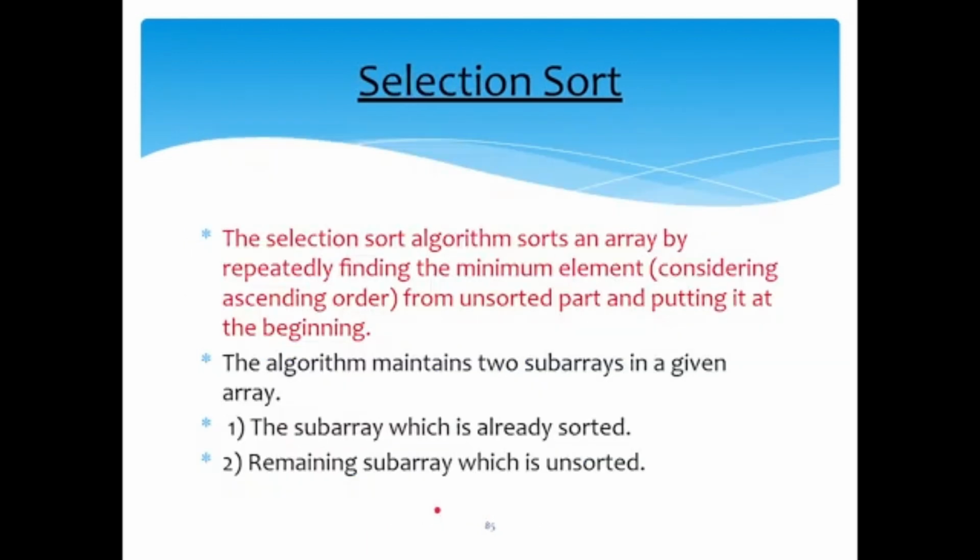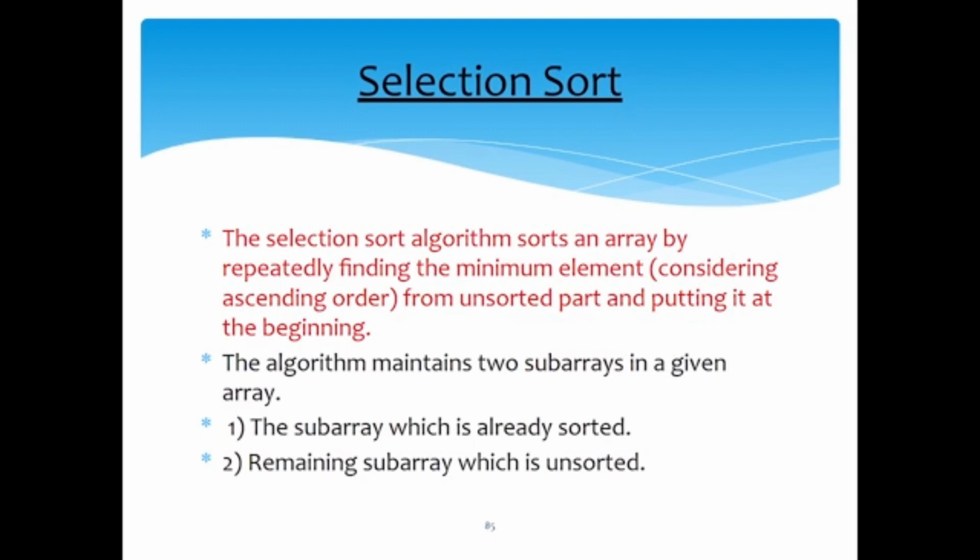Next, selection sort. What is selection sort? It is a very important algorithm which sorts an array by repeatedly finding the minimum element from the unsorted part and putting it at the beginning. In bubble sort, we are finding the maximum and moving it to the last part, right? Whereas in selection sort, we are finding the minimum element from the unsorted part and putting it at the beginning. But remember, it is not the opposite of bubble sort. Here there is a different technique.